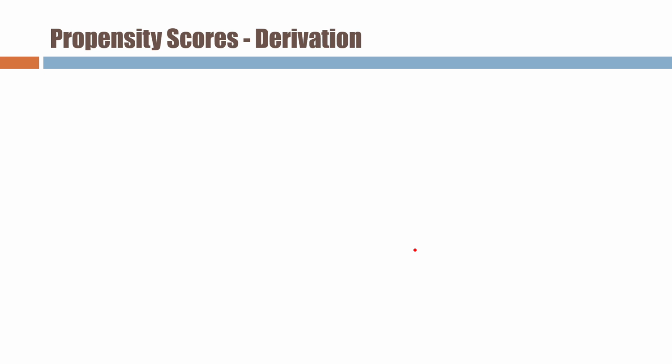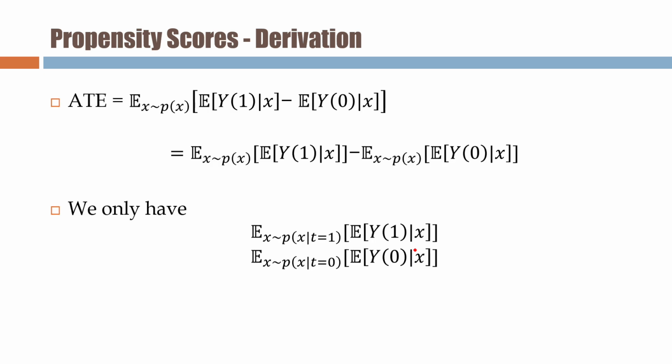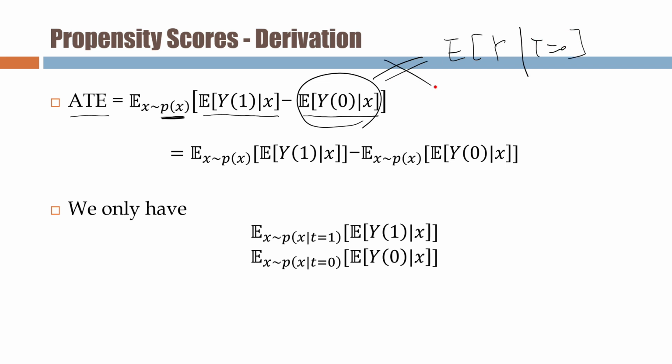I will go over a little bit of the derivation, how we got the propensity score from the ATE. The average treatment effect is that we have to calculate the average over the probability of X, and you have to calculate the expected Y1 given X minus the expected Y0 given X. That's the formal definition of the average treatment effect. Again, this one is not the same as the expected value of Y given T equals 0. This is not the same.